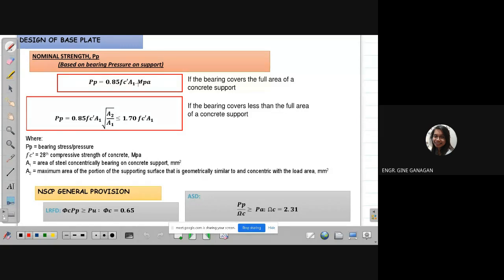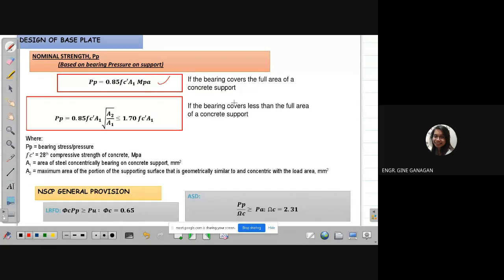Okay, so we have here two equations to solve for our nominal strength. So ito yung kukunin natin. So yung if our bearing covers the full area of our concrete support, ito yung gagamitin nating nominal strength na equation, that is Pp = 0.85 fc' A1. This is in MPa. Okay?